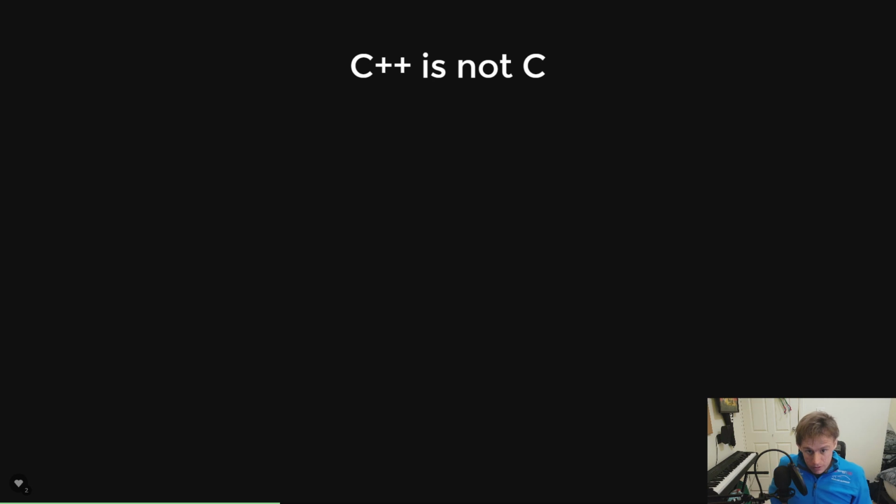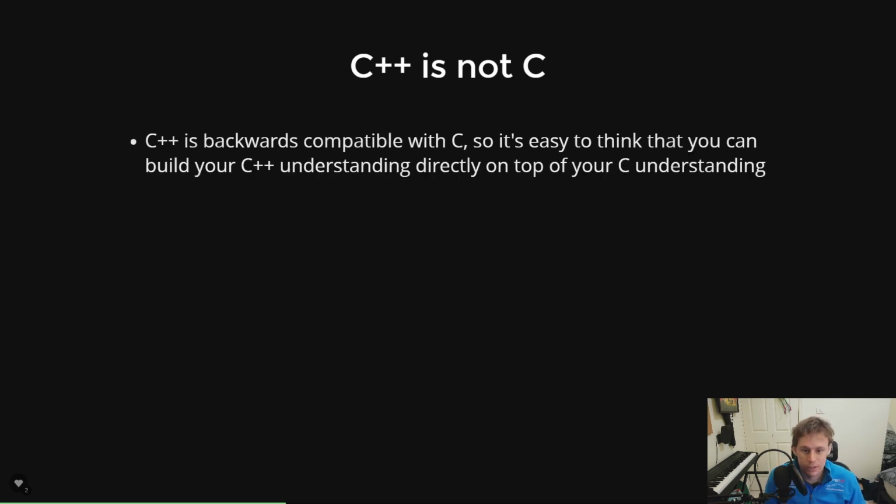Now, I've been doing a lot of comparisons to C, but it's important to point out that C++ is not C. C++ is backwards compatible with C, and what that means is that every C program you've written, you can compile with a C++ compiler, right? So in a literal sense, you can write C and then write C++ on top of it. You can include stdio.h and all these other things. And that tempts people to think it's just C with more, right?